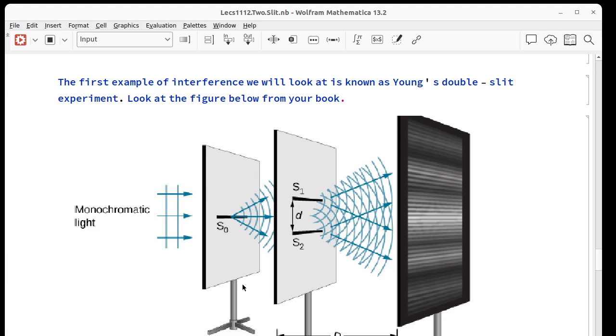We run it through a slit, and what that makes it do is spread out in all directions. Notice these are wave fronts hitting this second screen that has two slits in it. The light leaves here, each slit in phase with the other. So a peak is leaving S1 at the same time a peak is leaving S2, and we shine it on the screen and we get this pattern of light and dark lines.